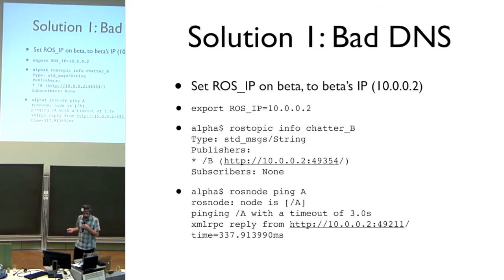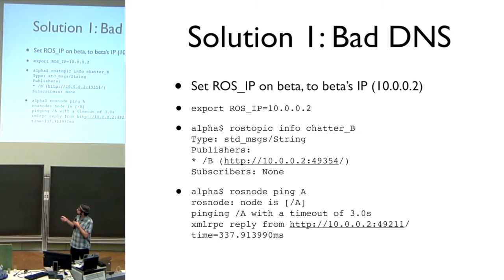So the first solution to this is on beta, we set ROS_IP to the machine's IP address. And now when we do a rostopic info on this topic, the host name is now actually an IP. So we've shortcutted DNS completely. You no longer have to do a DNS lookup to subscribe to this topic. So now when we do a rosnode ping, you can actually subscribe, and it works.